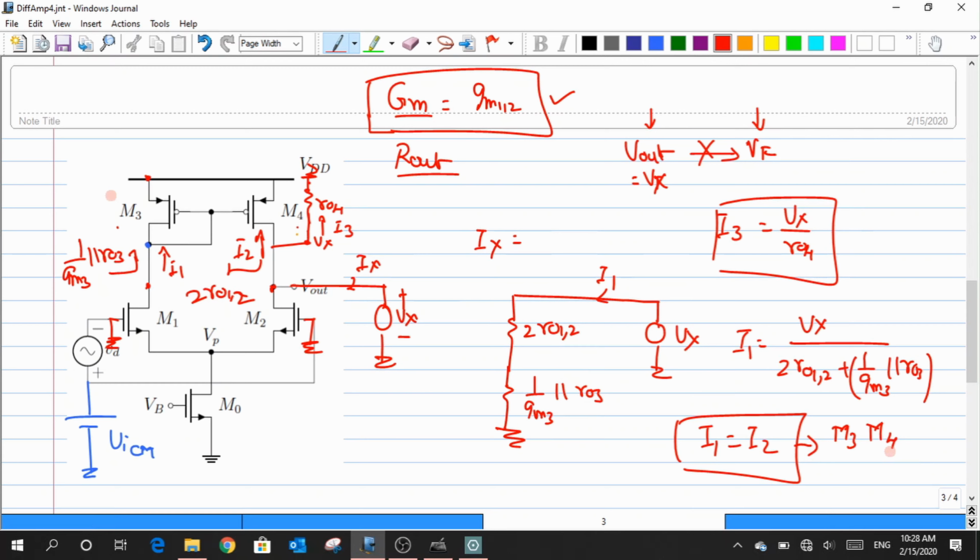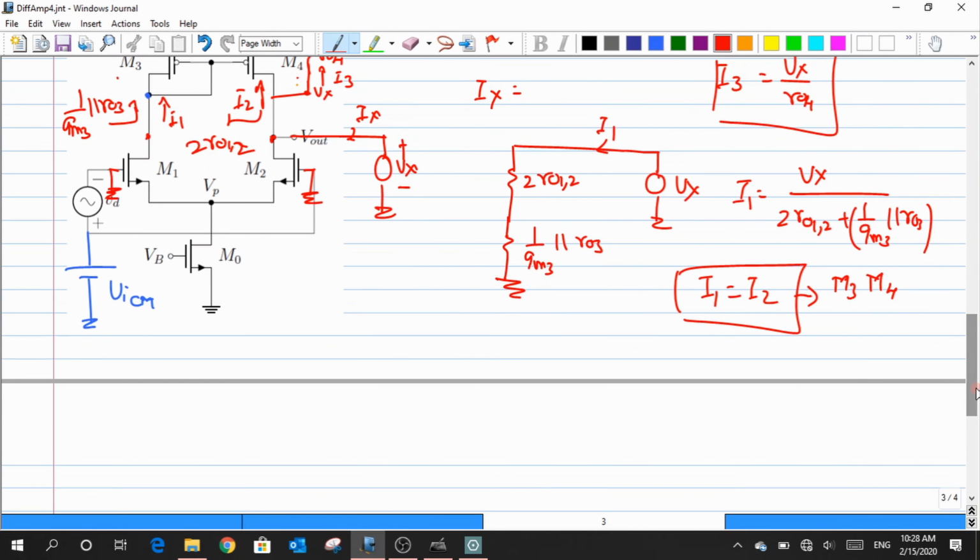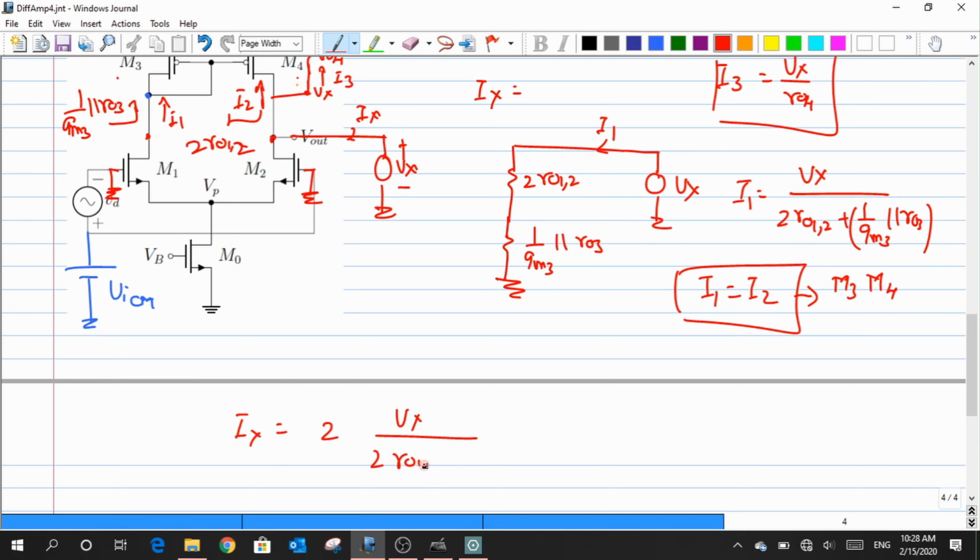So due to which I just want to completely write my expression for this Ix. Okay. So the total value of Ix is nothing but twice, because I1 and I2 are the same, so I just add both of them with a factor of 2 with this quantity, which is Vx divided by 2 times that of Rho1,2 plus 1 by Gm3 in parallel with Rho3. And then there is also one more component of it, right? What was that current component that I have? Yeah, it is Vx by Rho4.